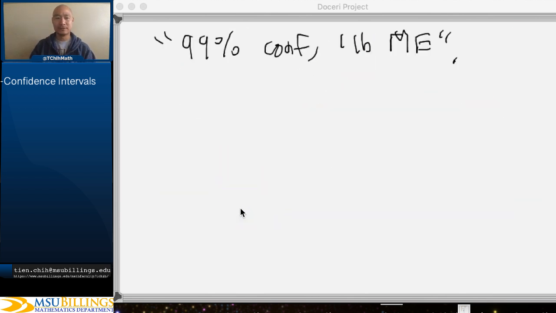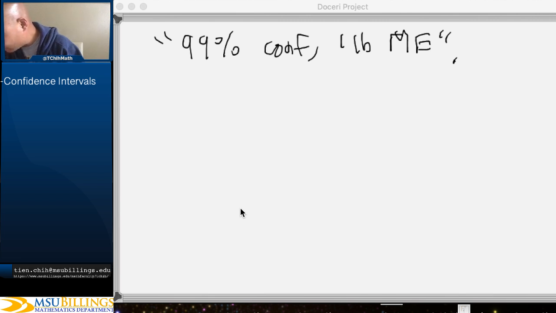And so presumably you don't want to just trial and error, keep taking bigger and bigger samples until you get a 1 pound margin of error. Presumably, we would like to know this right away, right? So, 99% confidence, 1 pound margin of error. Well, what do I know?